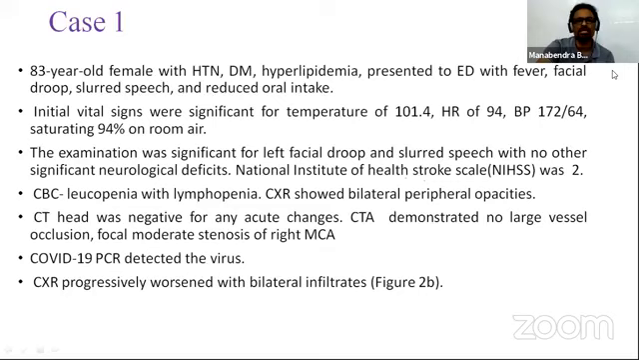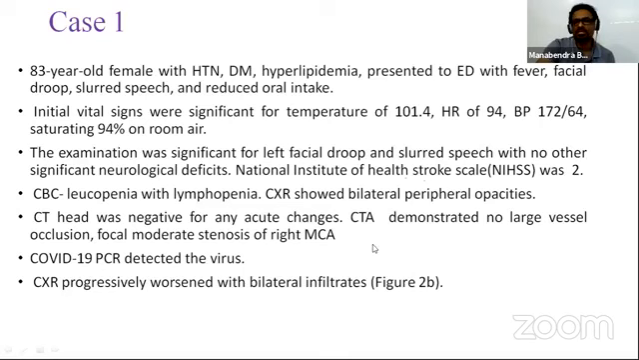The CBC showed leukopenia and lymphopenia, and the chest X-ray showed bilateral peripheral opacities. A CT brain was done, and it was an apparently normal CT scan, with no active signs of infarction. CT angiogram documented no large vessel occlusions. There is a focal, mild to moderate stenosis in the right MCA. And the COVID-19 PCR detected the virus.